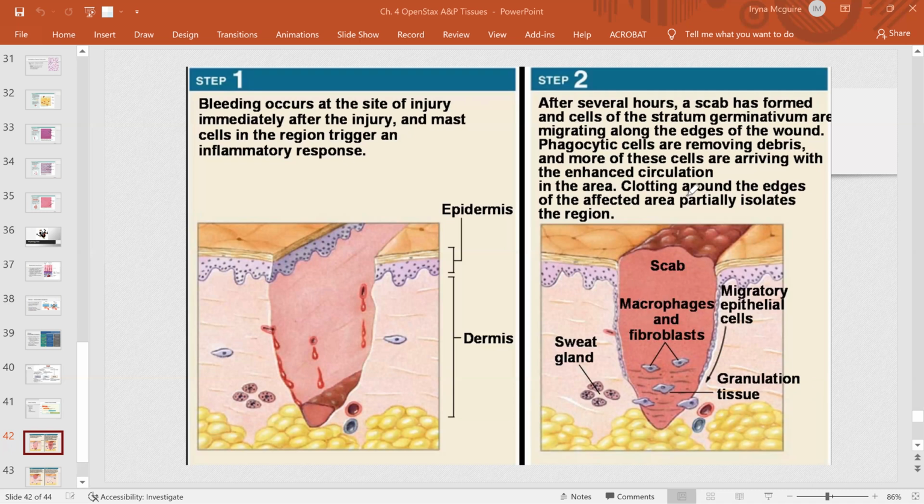At the same time, you start formation of the scab and coagulation of the blood, right? See what else is going on. Now, those are epithelial tissue. Now, those epithelial tissues start migrating, right? That's migrating over here along the edges of the wound. Right, and clotting around the edges. So your clot starts around the edges first. It pretty much isolates this region, partially isolates this region, and you form a scab.